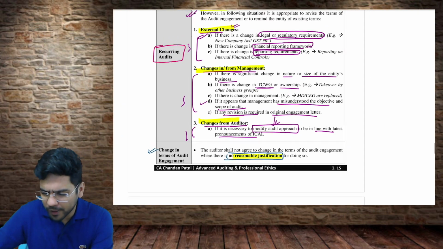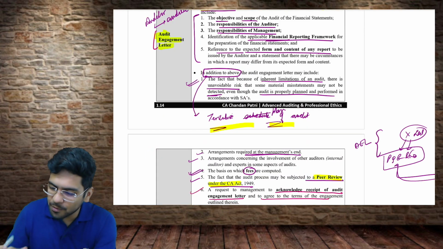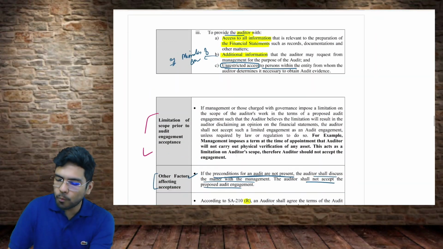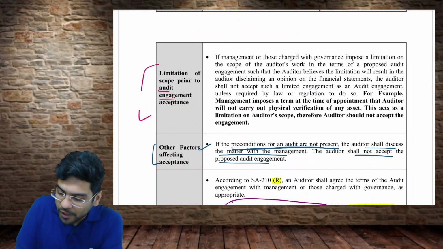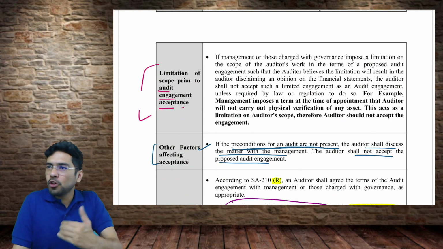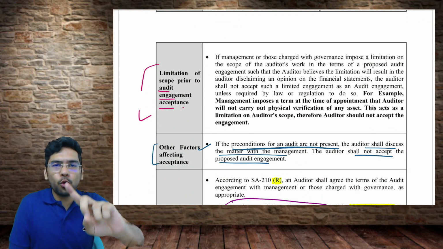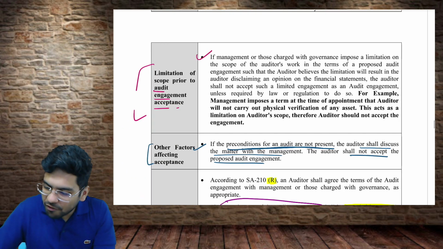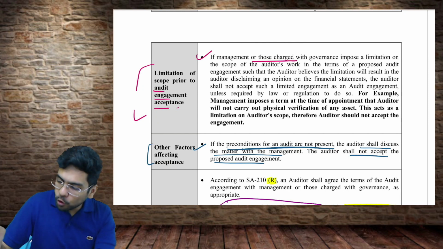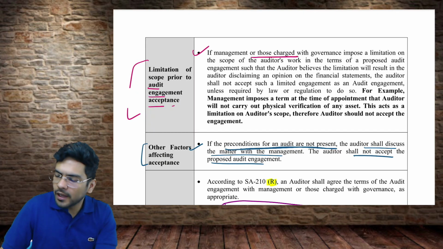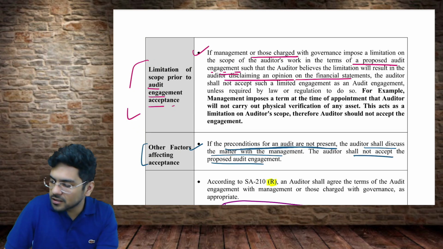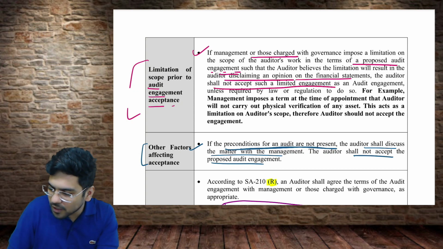So we have one small topic, the last topic to cover, guys. Very simple. If you go back to page number 1.14, limitation on scope of audit prior to audit engagement acceptance. Before you even accept it, they have imposed a limitation: don't check this, don't check that. So will you accept the audit in that case? It's simple. If management or TCWG imposes a limitation on the scope of audit work in a proposed audit engagement, such that the auditor believes the limitation will result in the auditor disclaiming an opinion on the financial statements, the auditor shall not accept such a limited engagement.